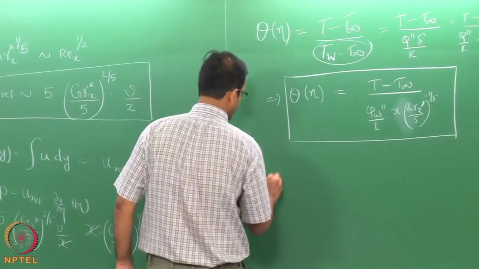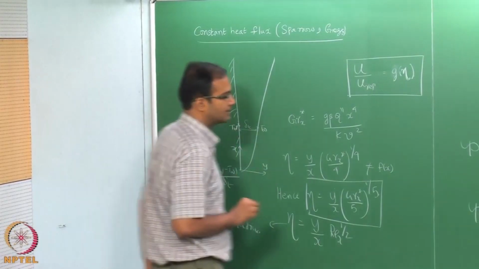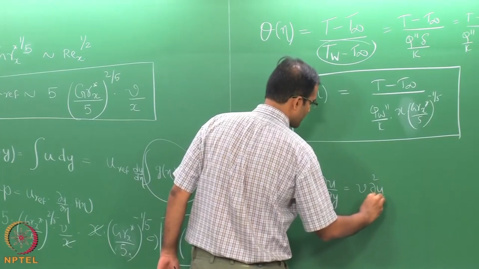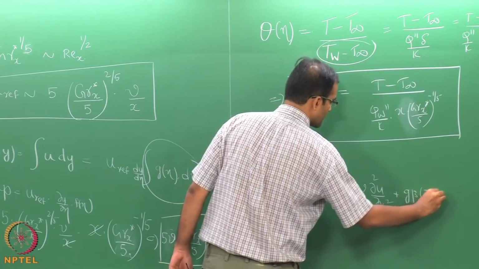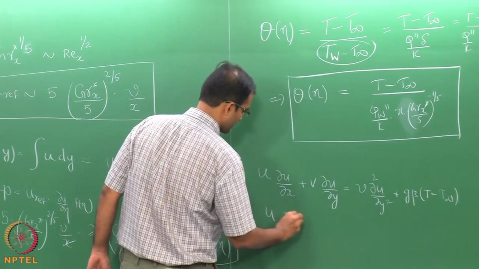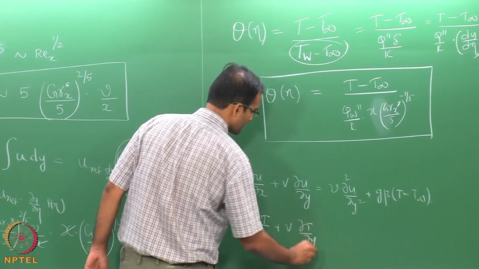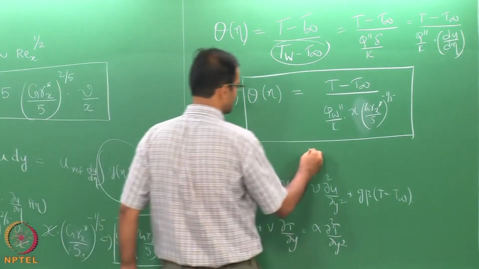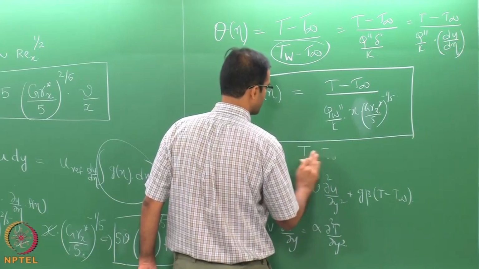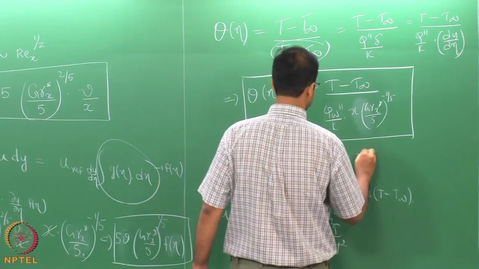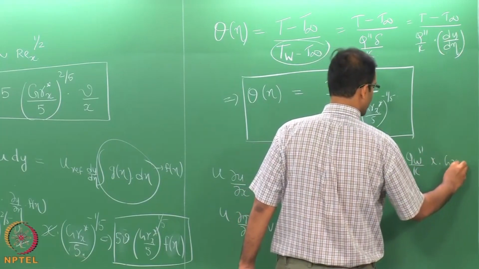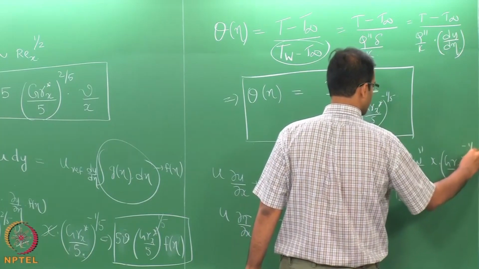So, you have u du by dx. Remember the coordinate, x is along the plate length and y is perpendicular to that, plus v du by dy is equal to nu d square u by dy square plus g beta into T minus T infinity. Okay. So, where now T minus T infinity, therefore, T is equal to T infinity plus theta of eta into q wall by k x into modified Grashof number by 5, the whole power minus 1 by 5.